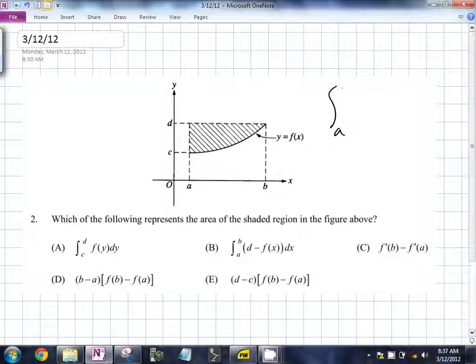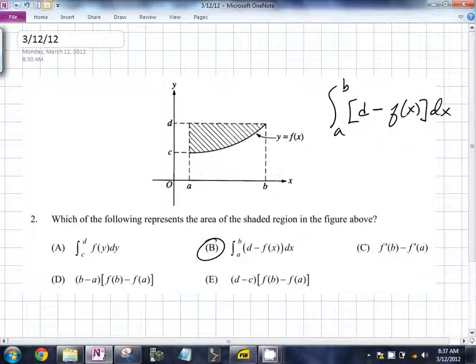Okay. So you're integrating from left to right, so you're integrating from what to what? A to B, correct. And what's the upper function? D. D minus, what's the lower function? F of x, correct, dx. Now, is that answer right? Yeah, it is right there. Sometimes you might have to integrate this a little bit, which you could. You could write the capital F. You could do that, but you don't have to in this case.